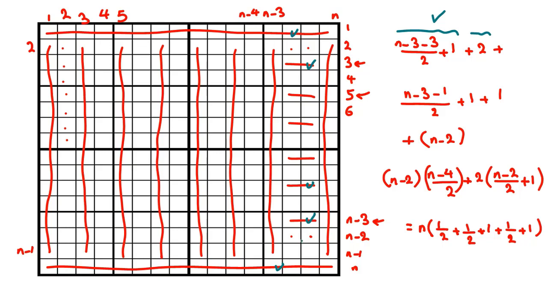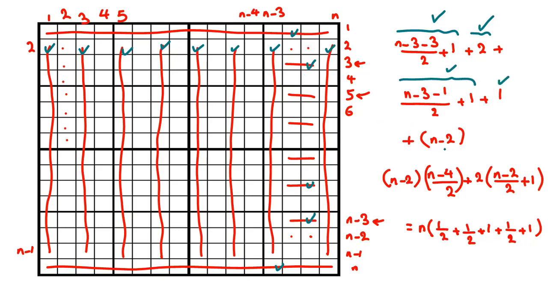Okay, two vertical legs, like this. Then n minus 3 minus 1 over 2 was because of these verticals. N minus 3 minus 1 over 2 plus 1. Plus this one was for what? Because of this one.